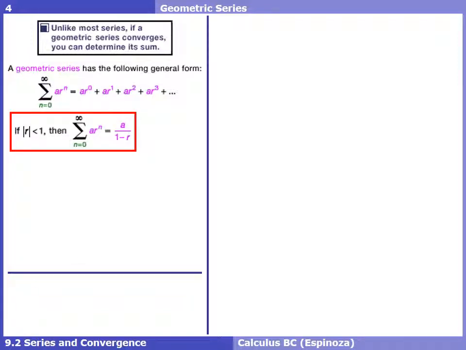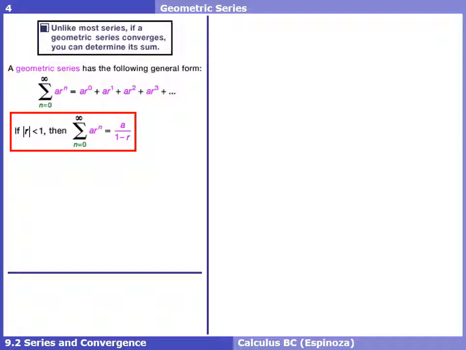So, as it turns out, if the absolute value of r is less than 1, and yes, r can actually be a negative number, so basically we're saying ignore the sign if it's negative. If that r value is less than 1 in absolute value, and we're starting at 0 here, we know that that geometric series will converge. And it's going to converge to the value of a over 1 minus r.